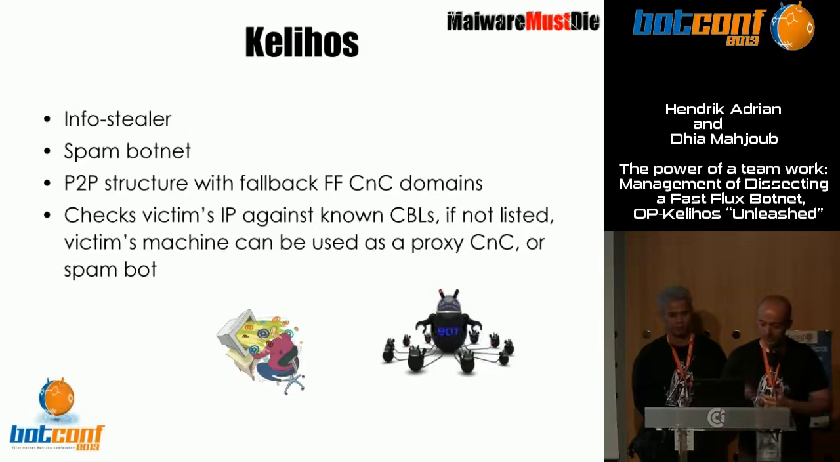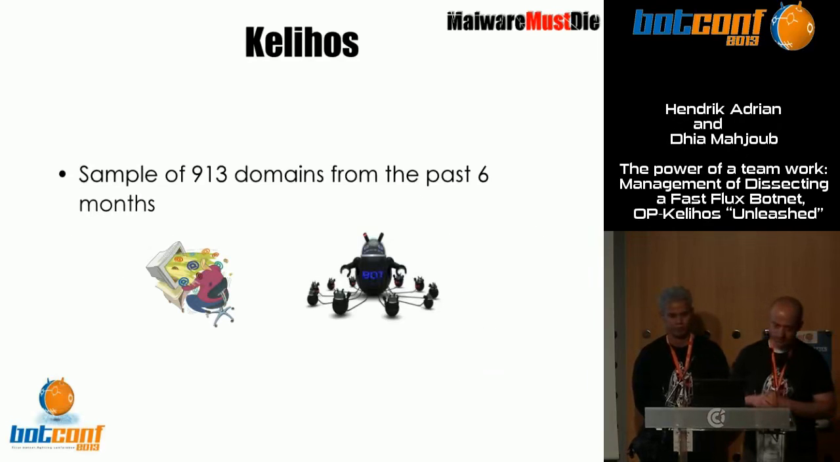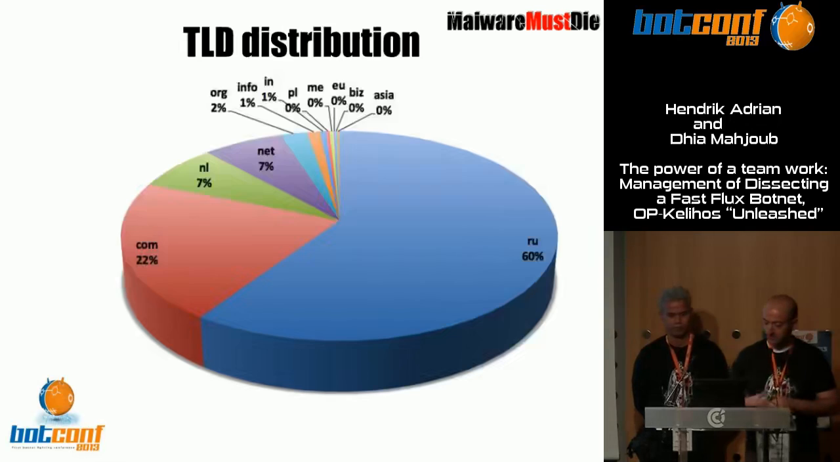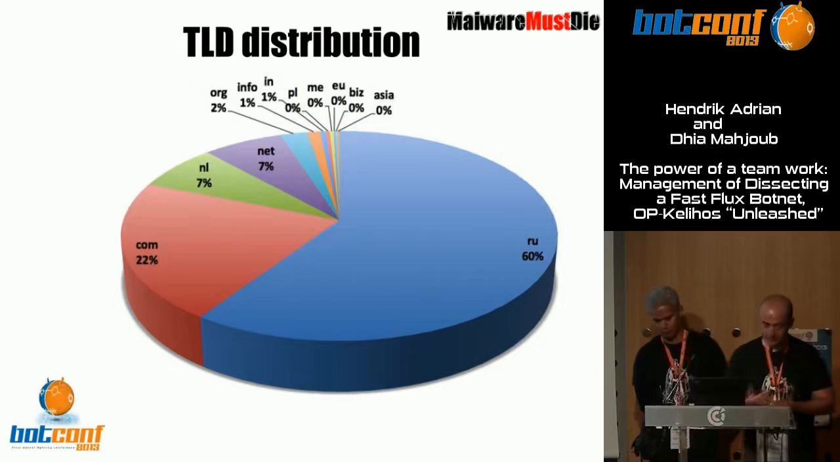So as we know, Kilios is an info stealer, a spam botnet, and it has a peer-to-peer infrastructure with fallback Fast Flux CNC domains. Now, we took a sample of 900 domains. These are the ones that have been caught in the past 6 months. And then we look at the distribution of the top-level domains. So as most of you know, they abused the .ru up to August, when our team, Malware Must Die, took down a big bulk of the .ru ones.